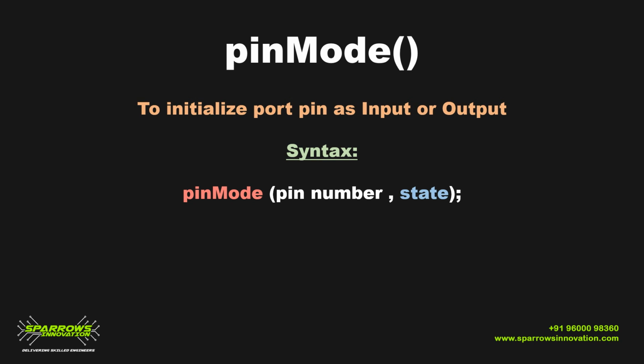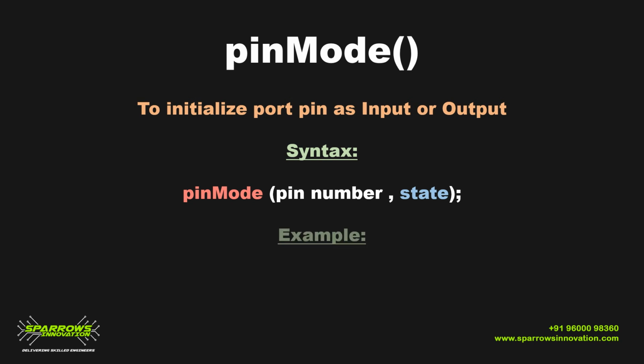Your pinMode, here M is a capital letter in pinMode, because function names are case sensitive in C programming. So you have to use the exact function name. So pinMode, pin is small letter and M is capital letter. In this syntax, pinMode, comma, your pin number. For the pin number, you can use any digital pin number from 0 to 13 if you are using an LED or any other input output devices. And the state is either input or output.